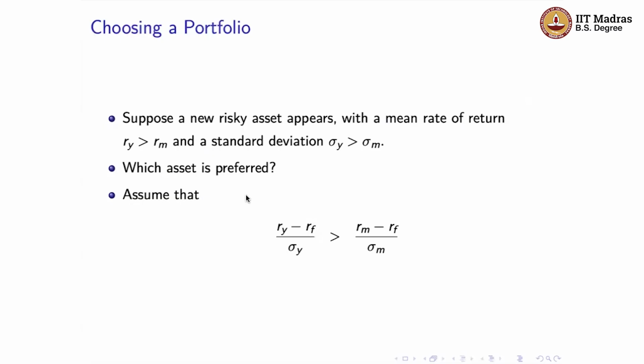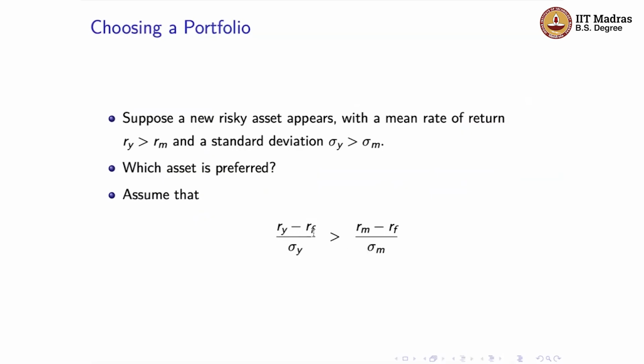If you did not have this scenario, so for example, suppose the new risky asset had a higher mean rate of return and a lower standard deviation, then clearly that one would be preferred, right? So in order to make things interesting, let's suppose that it has higher risk as well as higher standard deviation. So let us also assume that this inequality is satisfied, that (Ry minus Rf) by sigma y is strictly greater than this. If this was not the case, we would just do the same analysis, but we would just interchange the two risky assets, right?